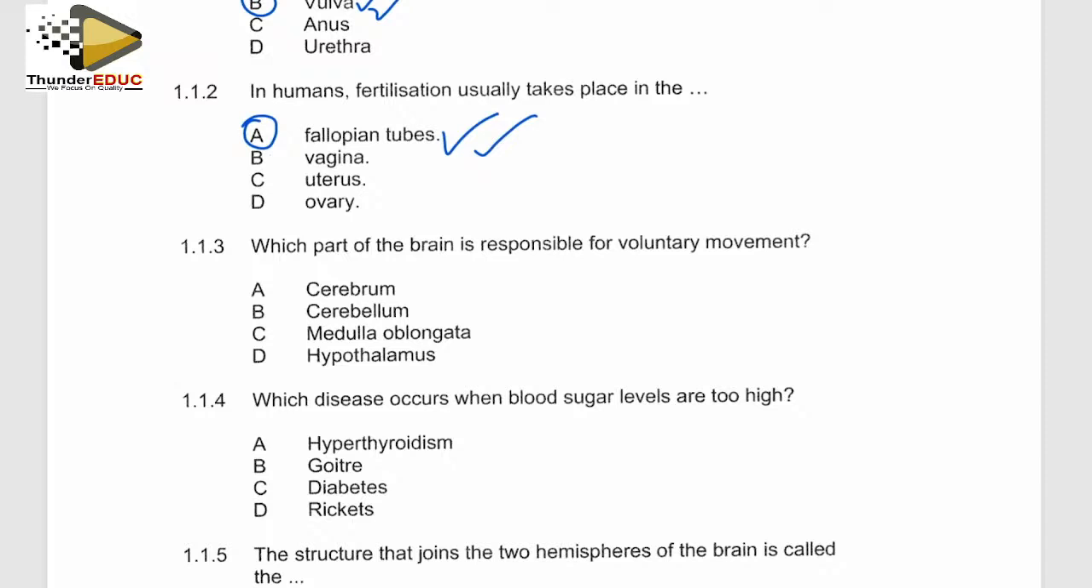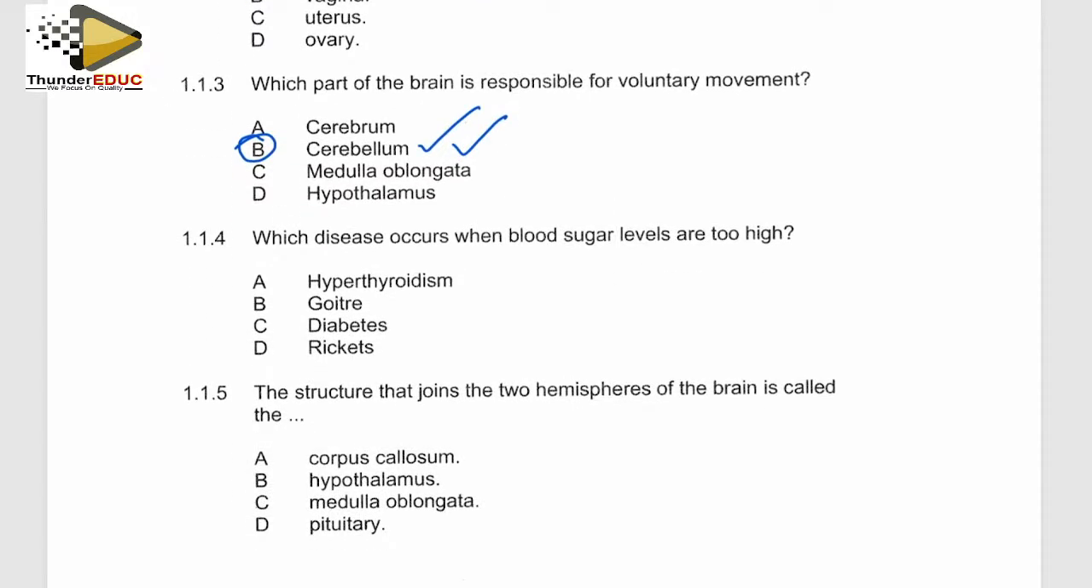We explained this yesterday. Which part of the brain is responsible for voluntary movement? When we talk about voluntary movement, it is different from voluntary actions. So when you say voluntary movement, it is the cerebellum. So the answer becomes B. So you get 2 marks there.